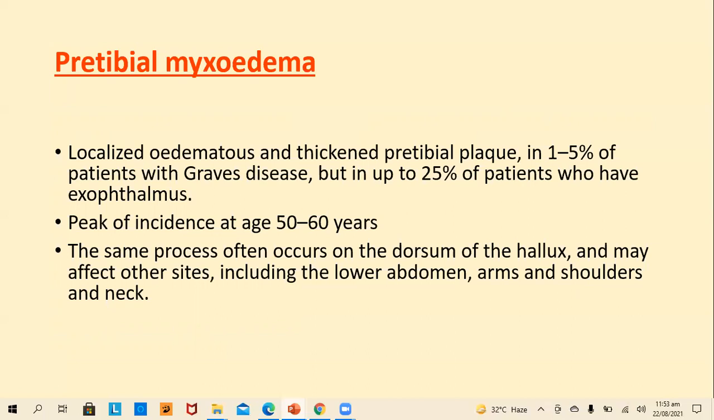There is a localized edematous and thickened pretibial plaque in 1 to 5% of patients with Graves' disease, but in 25% of patients who have exophthalmos. So it is seen in 1 to 5% of patients of Graves' disease, but it is more seen, that is more than 25%, in patients who have exophthalmos. The peak age of incidence is 50 to 60 years. The same process often occurs on the dorsum of the hallux and many other sites like lower abdomen, arm and buttocks and neck.